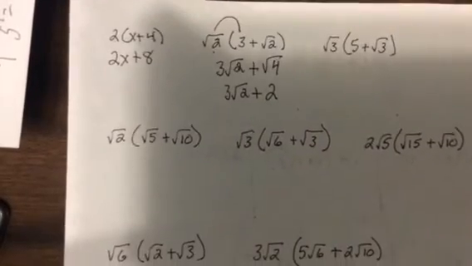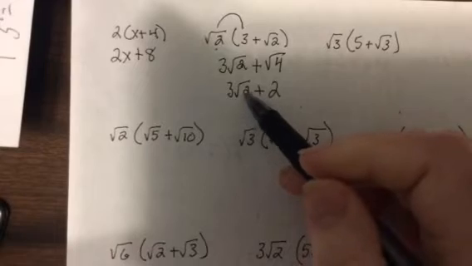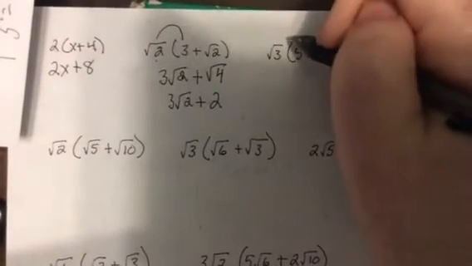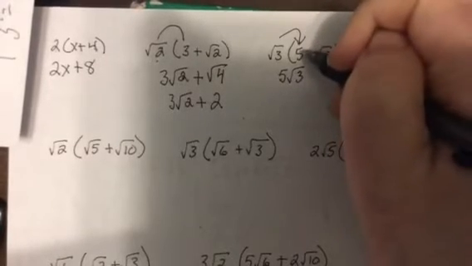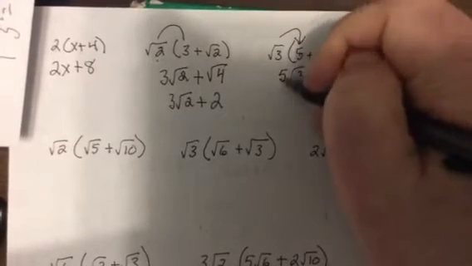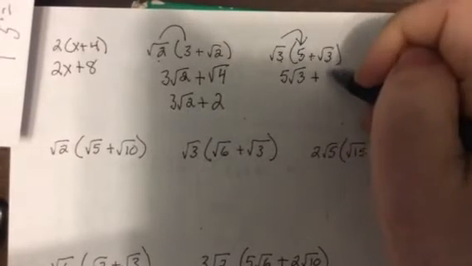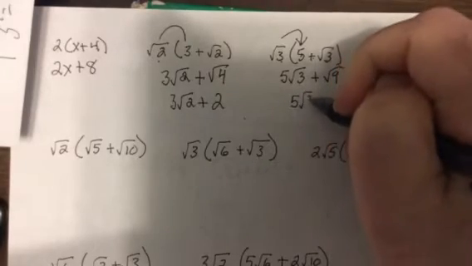Now some teachers say, hey, you have to put the term without the square root first. I don't care as long as you don't get sloppy and make this really long. So here, this to this, that'd be 5 square root of 3. Now you always put the non-square root term out front. And then plus square root of 3 times square root of 3 is square root of 9. So it'd be 5 square root of 3 plus 3.